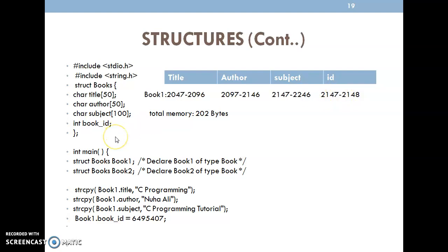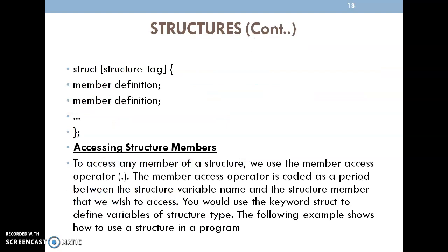Then that is how to define and declare the variable. The next step is how to access the elements of a record, which will be done by making use of the dot operator. Accessing the structure members is based on the dot operator.